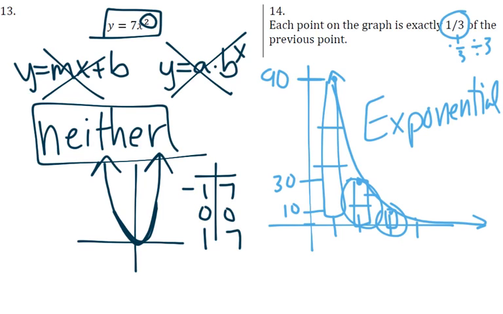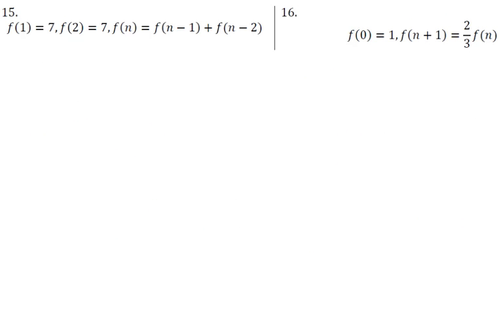Alrighty, so we got the last two to talk about now. Okay, so taking a few minutes now, let's talk about these ones. So let's first take a look at number 16. So we've got f of 0 equals 1. So if we were to make a table, that would be 0, that would be 1.